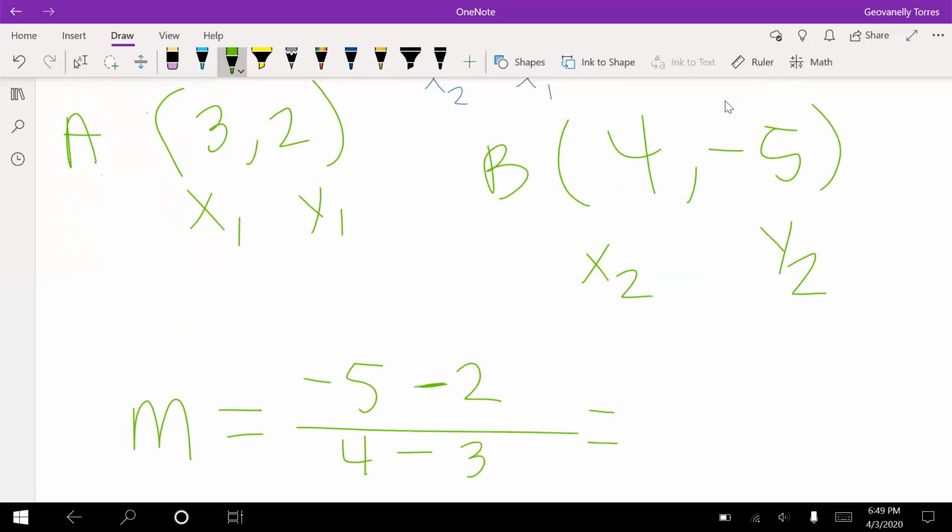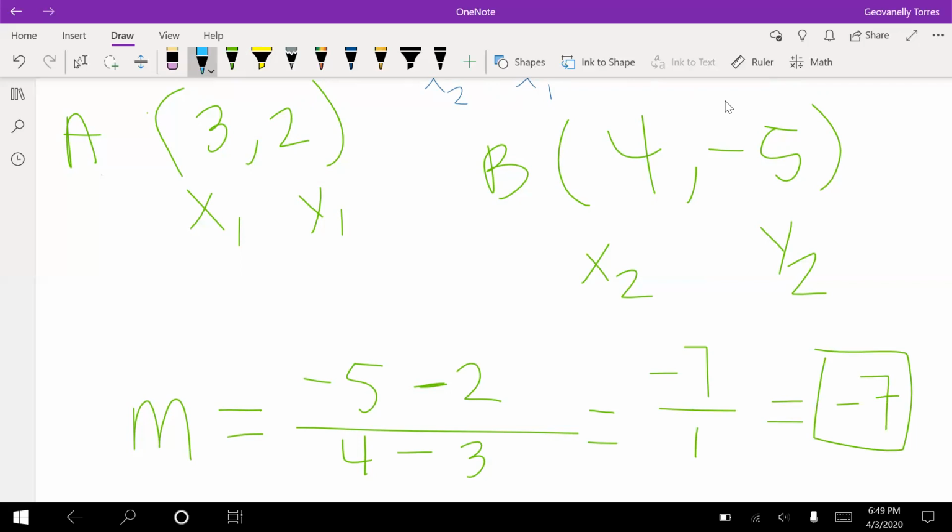Now, if we do this, we are left with -7 over 1, which is -7. So our m equals -7.